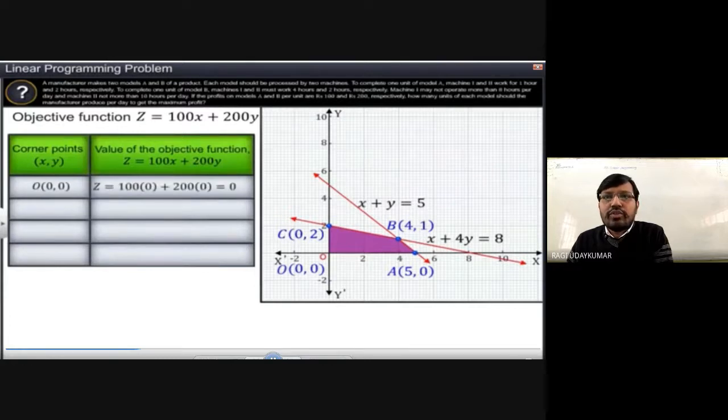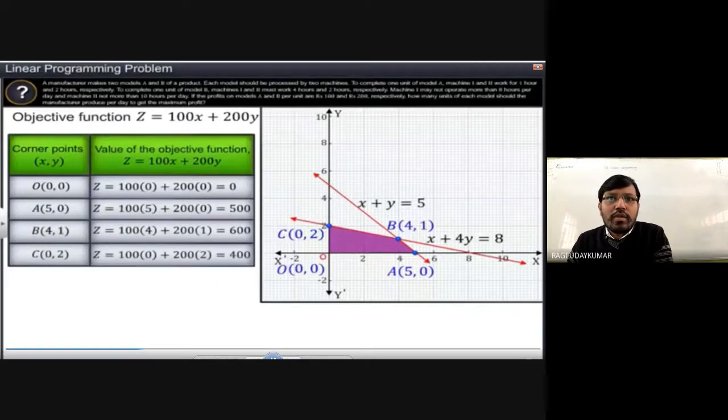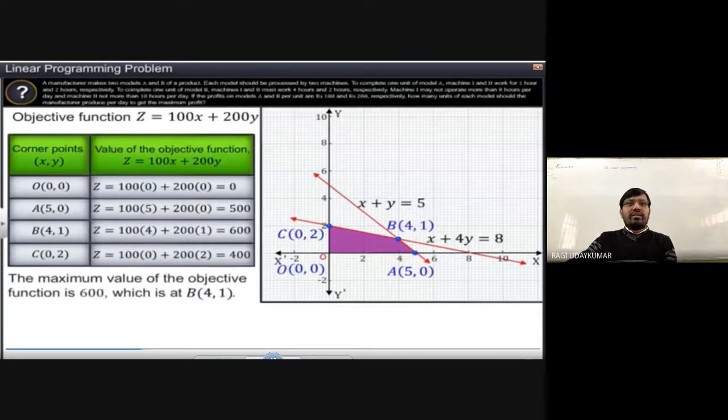We have to substitute the points. Substitute the first point and we get 0. Substitute the second point and we get 500. Substitute the third point 4, 1 and we get 600. Substituting the next corner point gives 400. Where is the maximum here? 600. So at this point the maximum profit is obtained for the objective function.